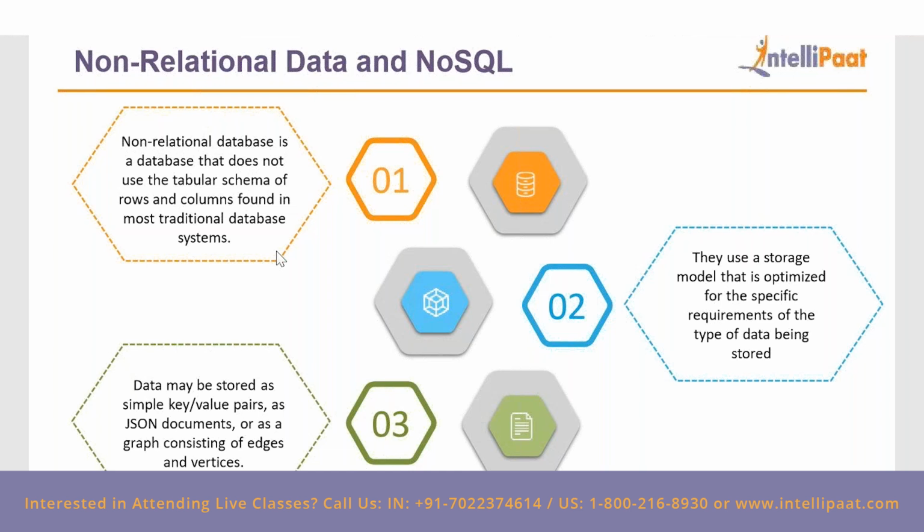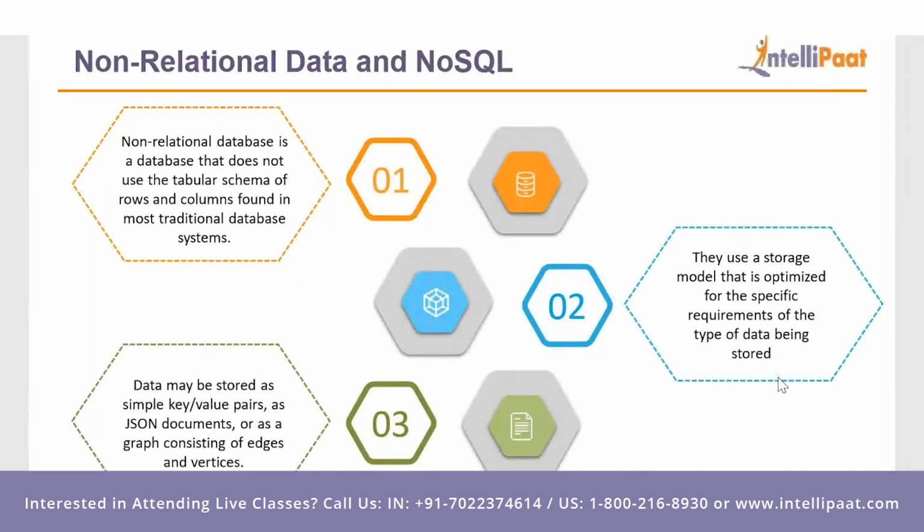This is why it is called a non-relational database. It's not a structured database. So how is the data stored here? In a relational database, we know it is stored in tabular format, with rows and columns, and we can run SQL on that. Here, data is stored as simple key-value pairs, or as JSON documents, or as graphs consisting of edges and vertices. Based on the way the data is stored, we have different types of NoSQL or non-relational databases. They use a storage model that is optimized for the specific requirements of the type of data being stored.